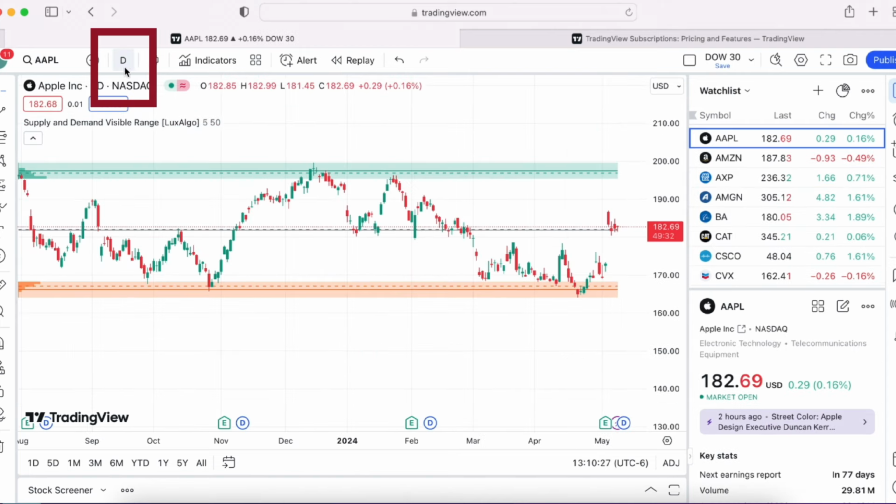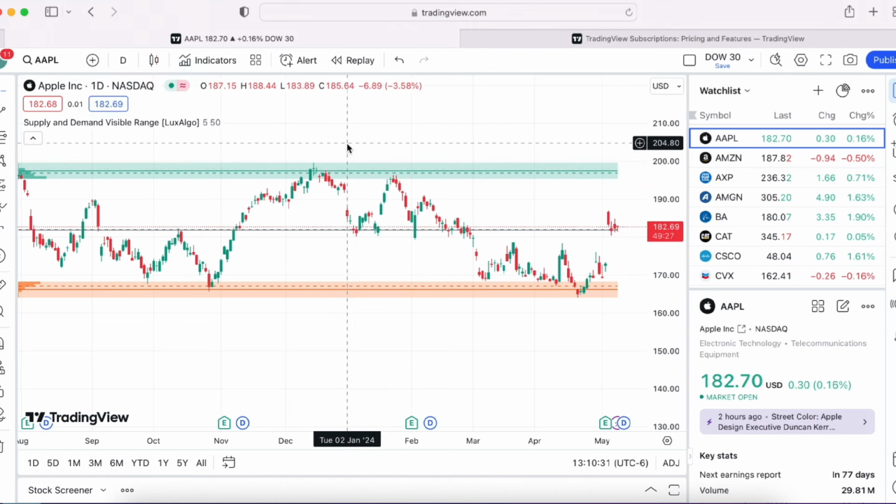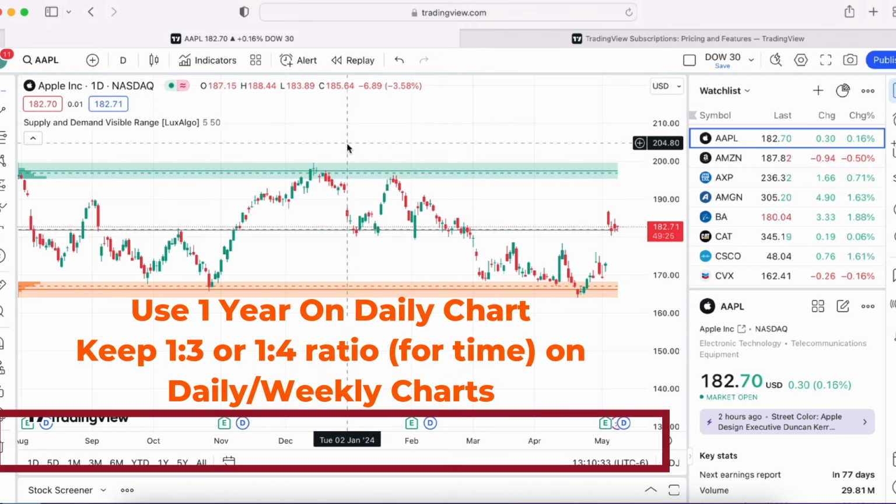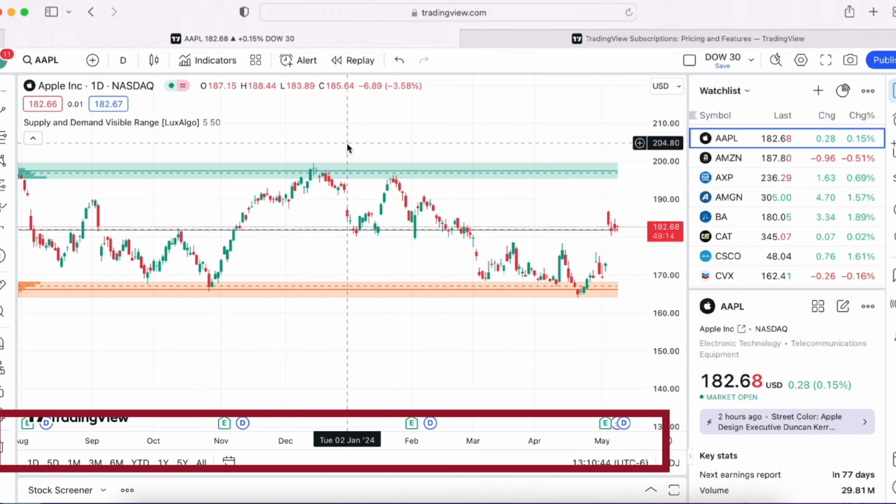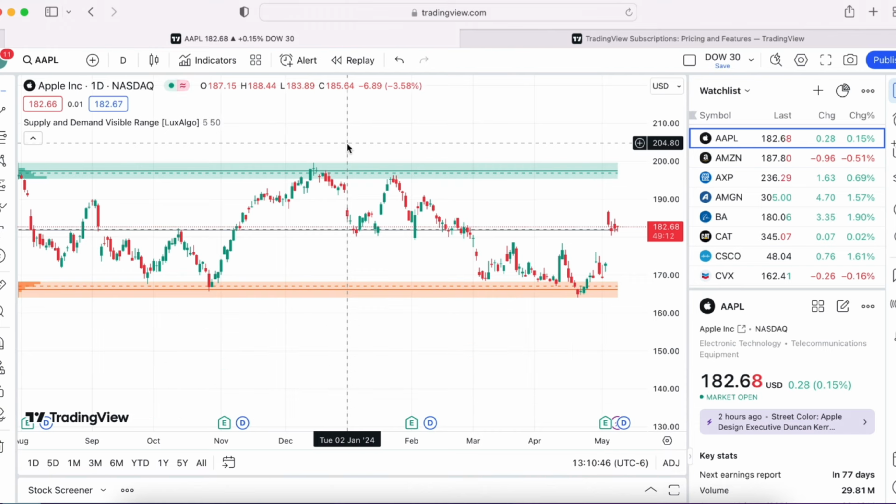We will use the daily chart for swing trading. We are now looking at the daily chart of Apple. So you can do the same exercise, go through the list and find out which stocks are in the orange zone if you want to buy them at that price. I have found 5 stocks now which are in the orange zone.